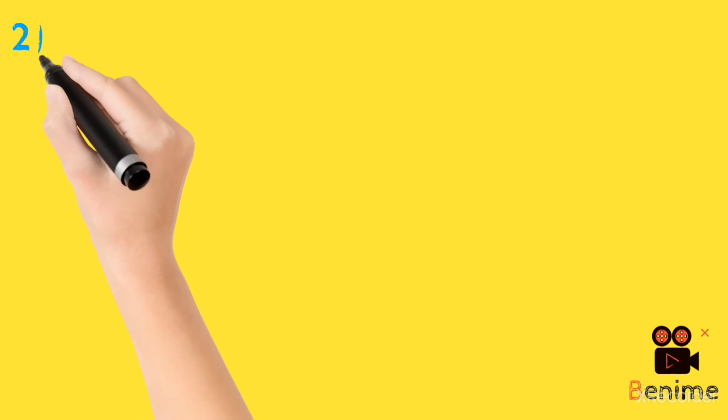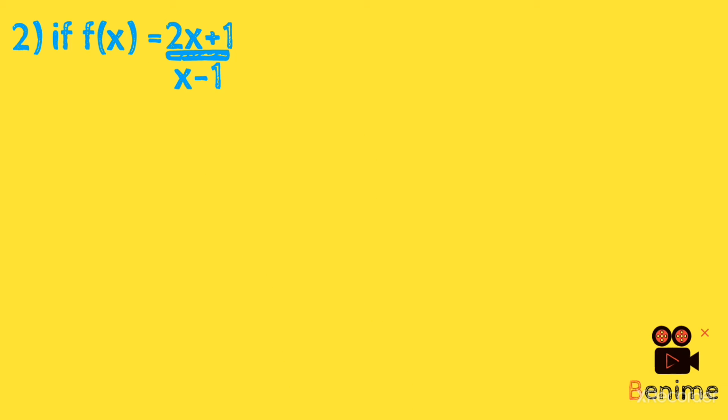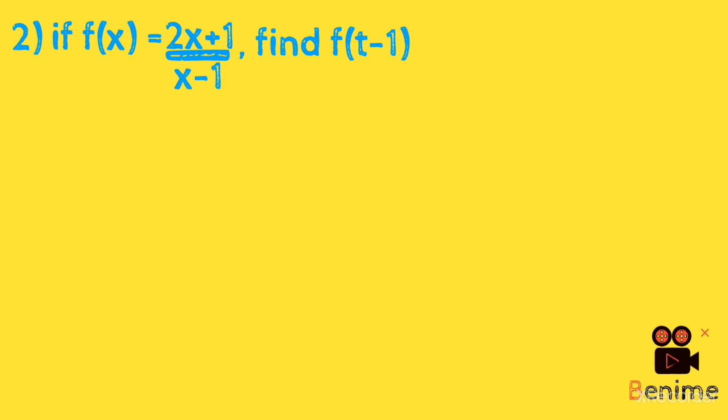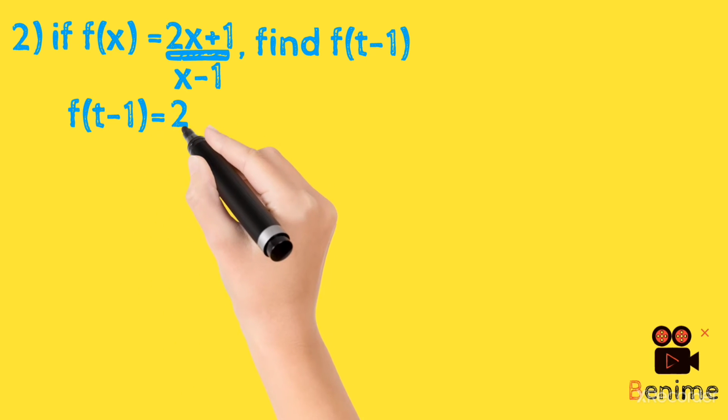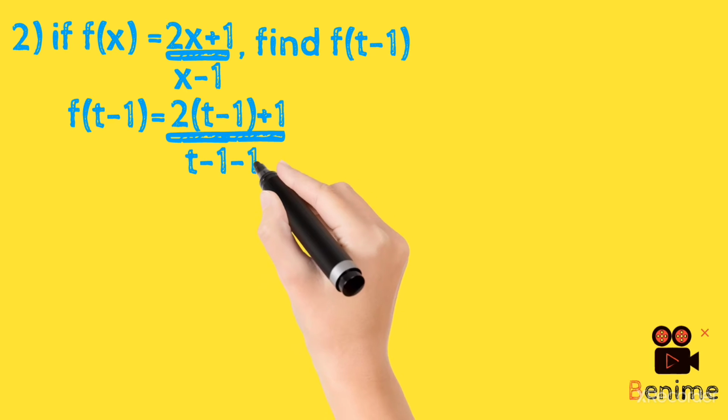If f(x) is equal to (2x plus 1) all over (x minus 1), find f(t minus 1). So that's what we're looking for now, f(t minus 1). We're looking for the value of the function when x is equal to t minus 1. So the same thing, anywhere you see x, replace it with t minus 1. So f(t minus 1) equals 2x will now become 2 open bracket t minus 1, then of course plus 1, all over the x that now becomes t minus 1, then minus 1.